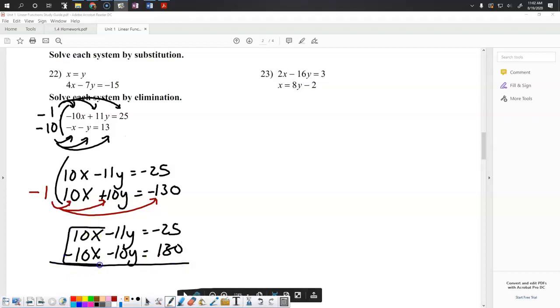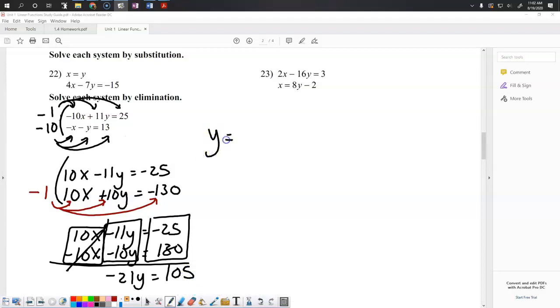So when I combine the x's together, they go away. When I combine the y's together, I get -21y. And when I combine the constants together, I end up with 105. And if I divide both sides by -21, I end up with -5. So now that we have one of our variables, you're just going to take it and plug it into one of your original equations.